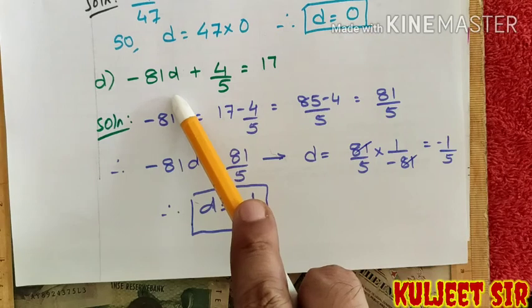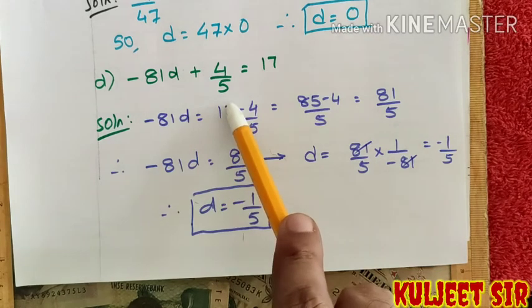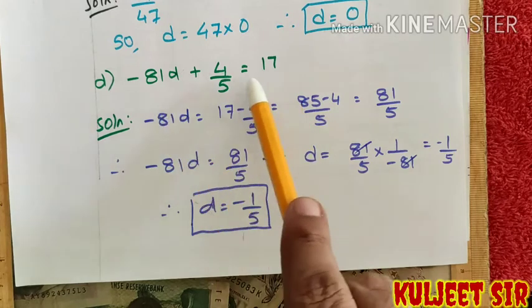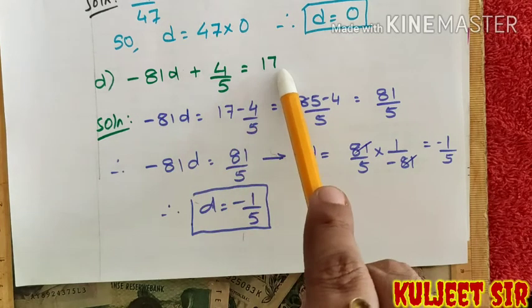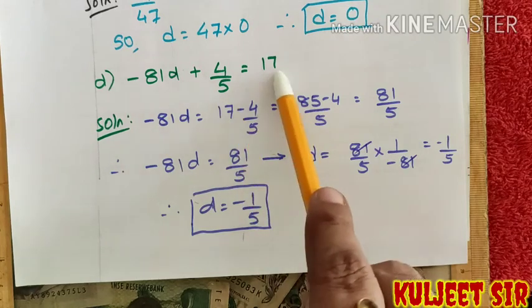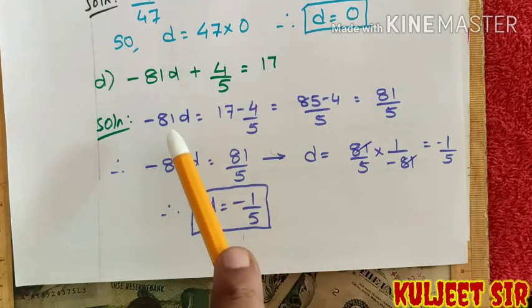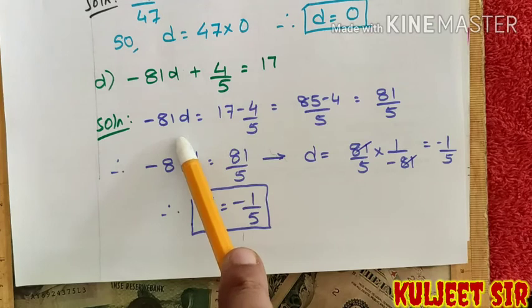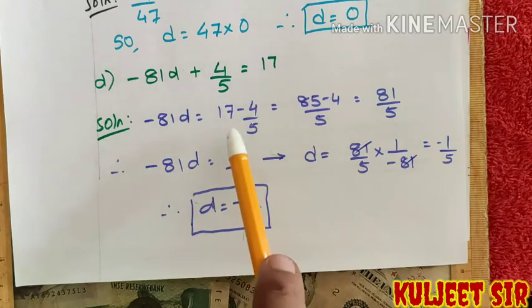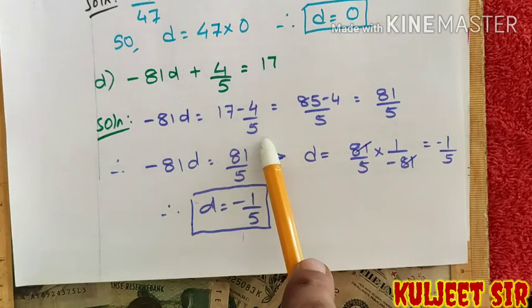Minus 81d plus 4 upon 5 is equal to 70. Now, again the like terms: this is 17 and this is 4 upon 5. Like terms in a way, they are the two constants. So I keep minus 81d on the left hand side of the equal to sign. I take 4 upon 5 on the other side, so it will become 17 minus 4 upon 5.